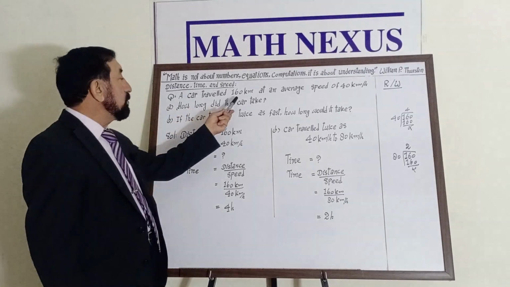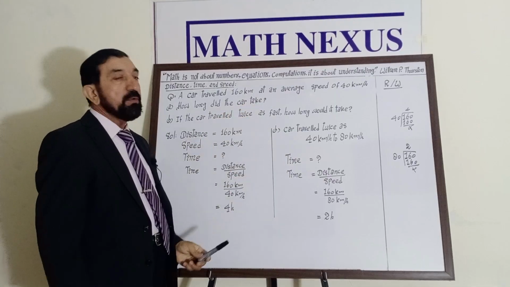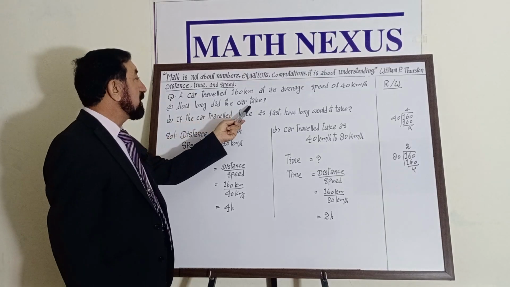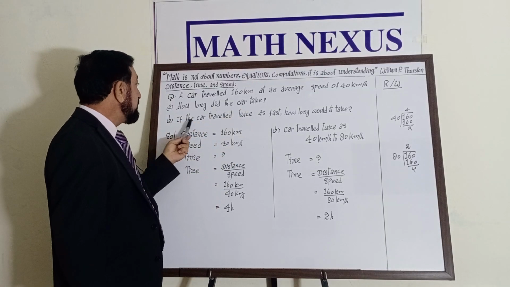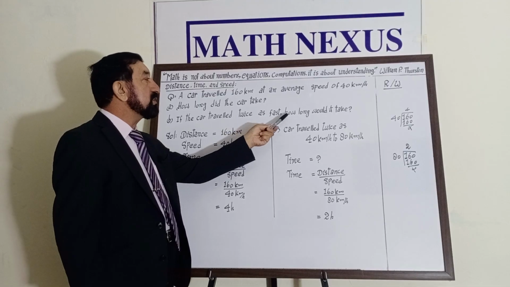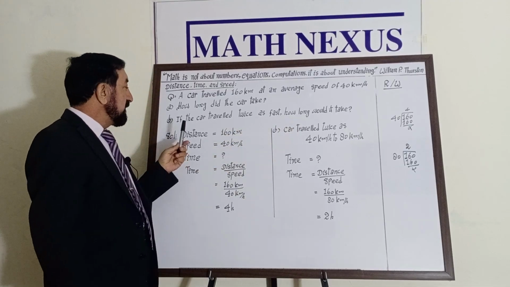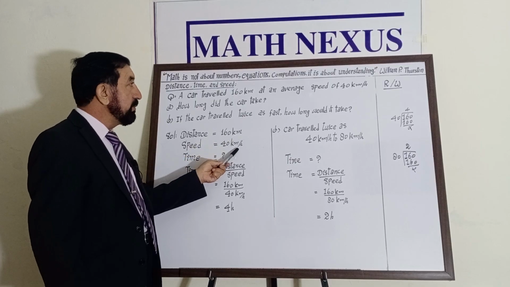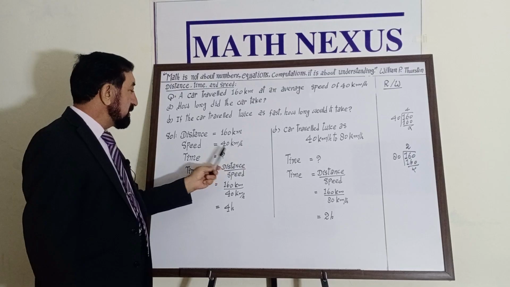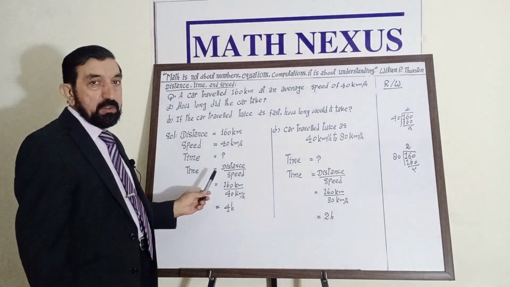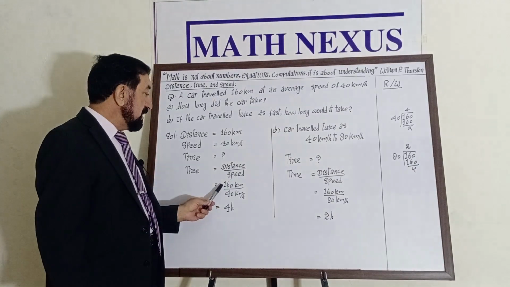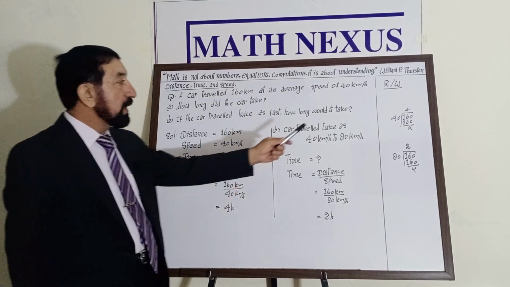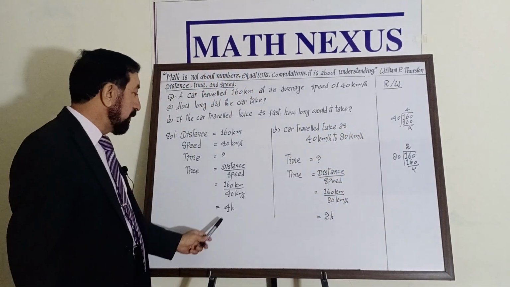Look at the question. A car traveled 160 km at an average speed of 40 km per hour. A. How long did the car take? B. If the car traveled twice as fast, how long would it take? Look at the data. Distance is already given, 160 km. Speed is equal to 40 km per hour and time is unknown. We have a formula. Time is equal to distance upon speed. Distance 160 km, speed 40 km per hour. This is 4 hours, as 160 upon 40 is equal to 4 hours.